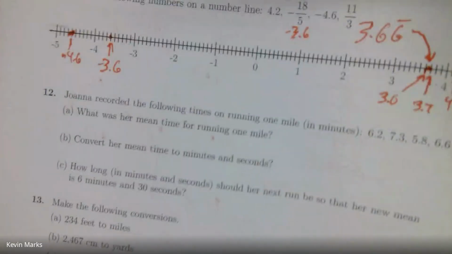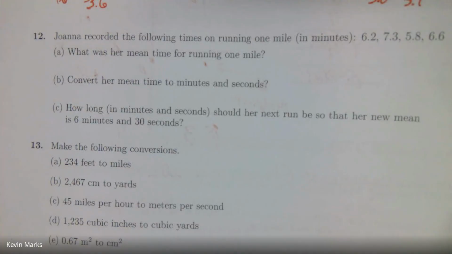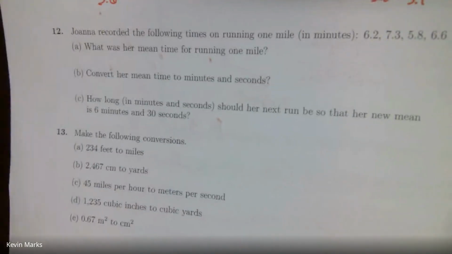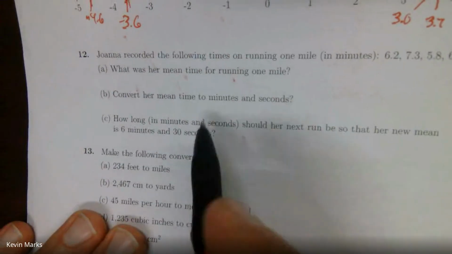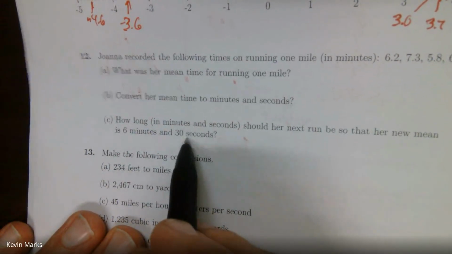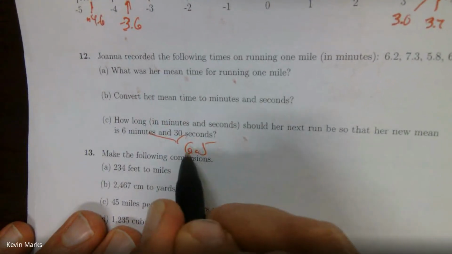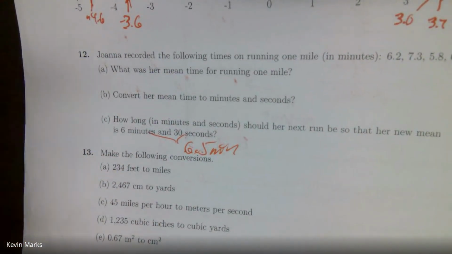Okay. Now we see here, it wants to know how long in minutes and seconds her next run should be so that her new mean is 6 minutes and 30 seconds. Okay. Well, wait a minute. I can't work with minutes and seconds. So first off, you have to realize 30 seconds is half of a minute. So if you put this together backwards, this would really be 6.5 minutes, right?